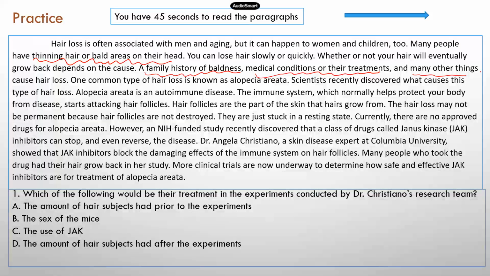And then it talks about one common type is known as alopecia areata. So this is a condition related to the immune system, right? It's an autoimmune disease, and the immune system, which normally helps protect the body, starts attacking the hair follicles. So as a result, there will be thinning or no hair growth at all. However, this hair loss is not permanent because the hair follicles are not destroyed. They're just not making new hair because they're stuck in a resting state. The cells are not dividing to make new cells, right, to make the hair grow.